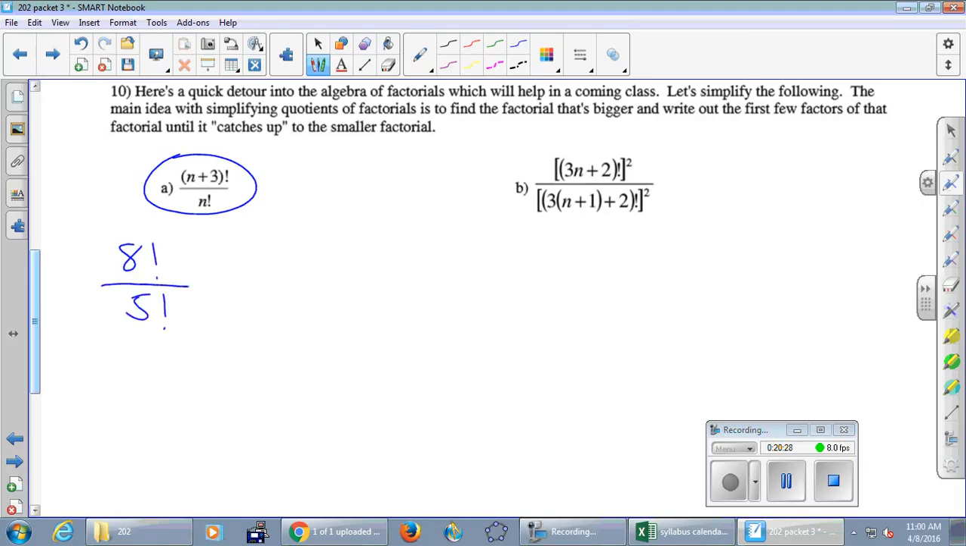Now you could type these things into the calculator, but it turns out that a lot of simplifying happens if you just think about what the factorials mean. What does 8 factorial really mean if you write it out? I'm going to start on 8, okay? So 8, 7, 6, 5, 4, 3, 2, and 1. What does 5 factorial mean? It's 5 down.